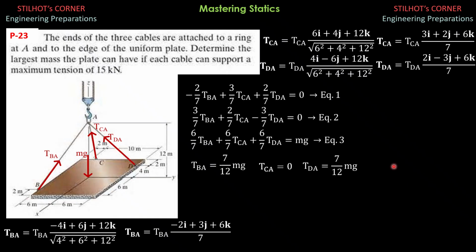So there's no higher value of mg except that these two are equal. So supposedly if these two tensions are not equal and we set the bigger value to the capacity of 15,000 newtons, because that's the critical cable tension. So we equate 7 over 12 m times 9.81 to 15,000 newtons. From there, we can now solve for m, and m is 2,621 kilograms. So that's it for this video.